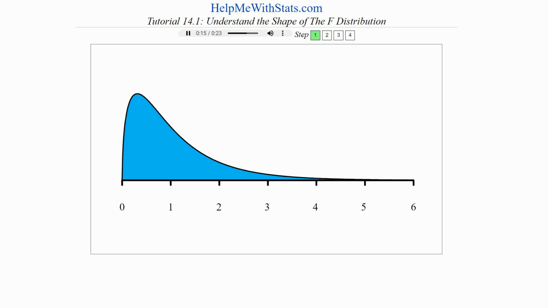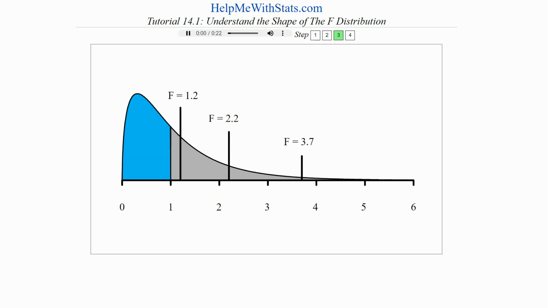When the null hypothesis is true, then the MSB and the MSW are roughly equal, producing an F-ratio of about 1. About 50% of the time, the F-ratio is less than 1, blue area, and about 50% of the time the F-ratio is greater than 1, gray area. Therefore, the median of the distribution is close to 1. The median is not exactly 1 for reasons that are too complicated to explain here.